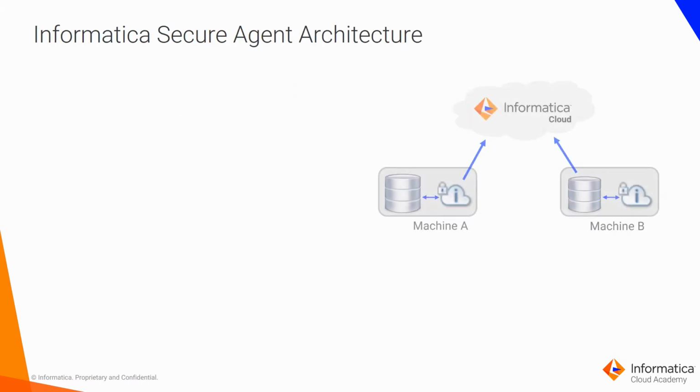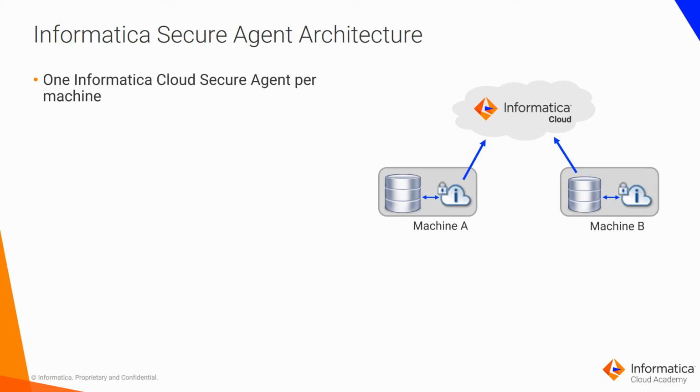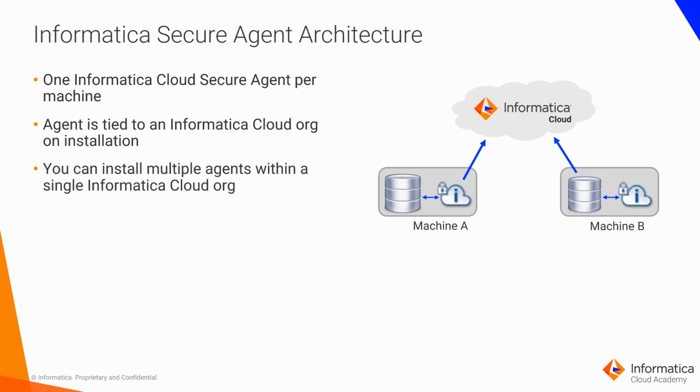One of the first things you will need to do is design a secure agent architecture for your business. Mainly, you will need to decide on which machine or machines within your corporate network you will install the secure agent. The first point to keep in mind is that you can install only one secure agent per machine. Another important thing is that when you install the agent, it is tied to the Informatica Cloud org that you're installing it from. Finally, you can install multiple agents from within a single Informatica Cloud org.